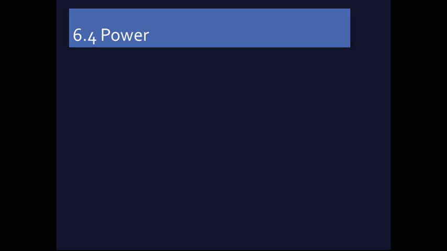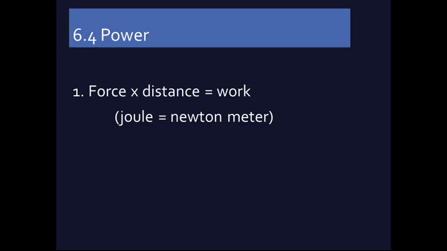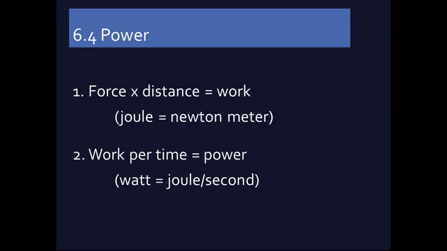We complete Chapter 6 of Young and Freedman's University Physics with the treatment of power. We know that force times distance equals work, and that the measure of work is the joule, which is also in newton meters. Work per time, work divided by time, that is the unit of power. So work says nothing about how long it took or how quickly you did the work.